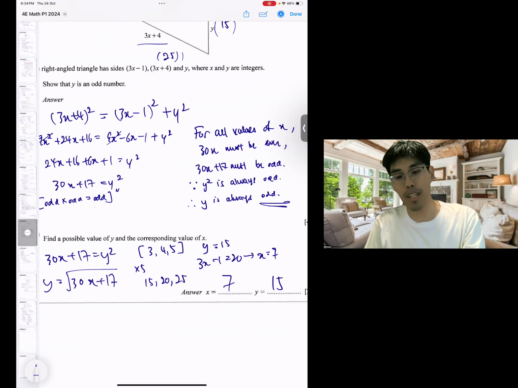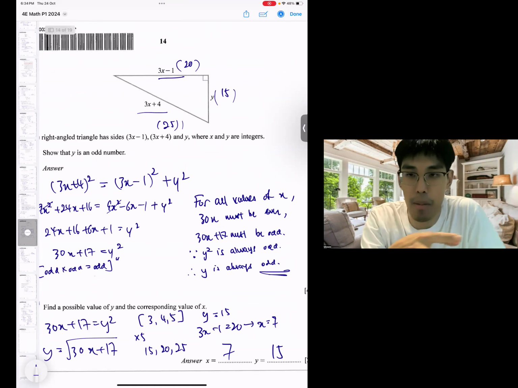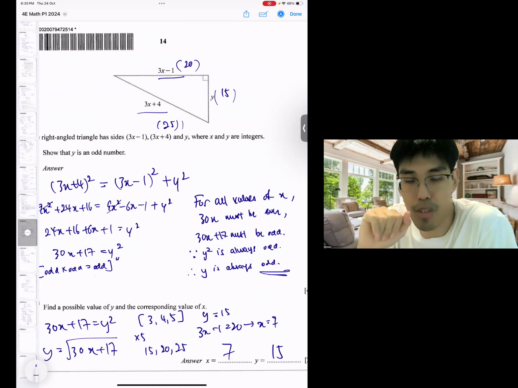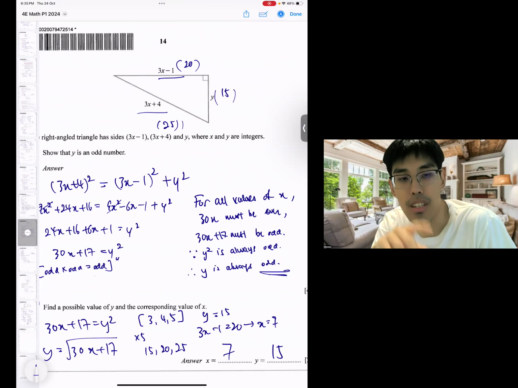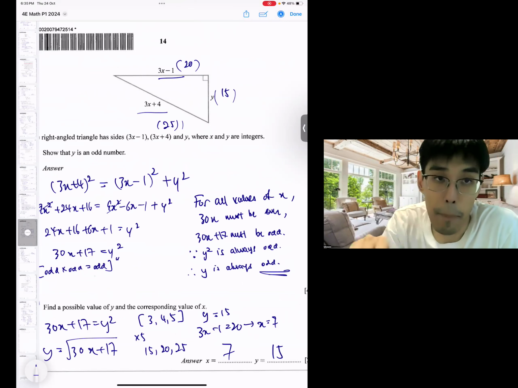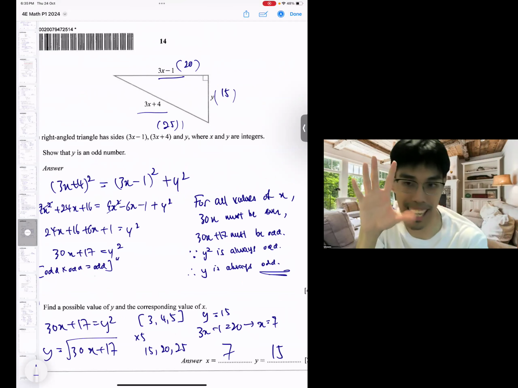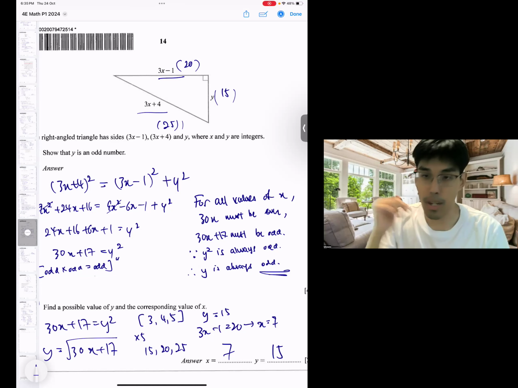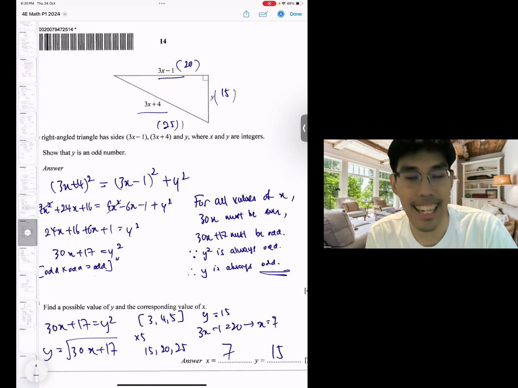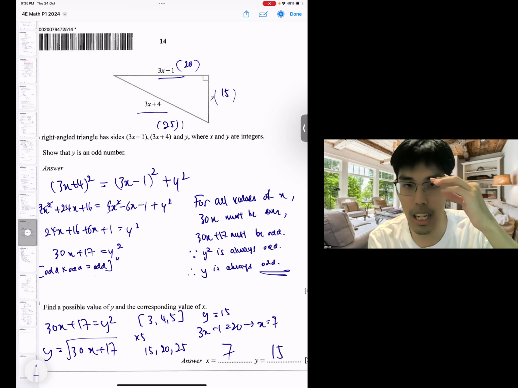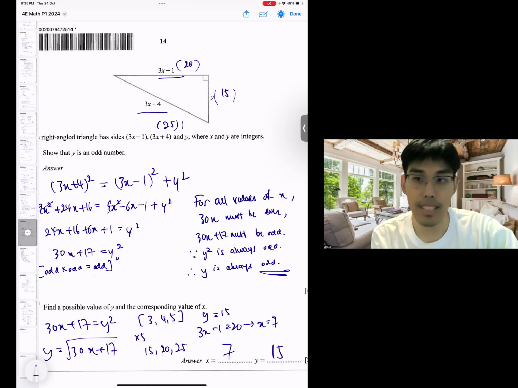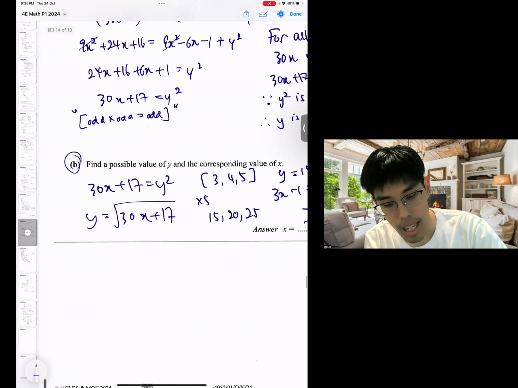If you don't know your Pythagoras triplets, you'll be guessing numbers in the air. Just now I was guessing numbers in the air because I kind of missed out on the Pythagoras triplets. So once you got 3, 4, 5, you need the difference to be at least 5 because it's 3x minus 1 and 3x plus 4. So the difference between the adjacent and hypotenuse must be at least 5. So I take 3, 4, 5 and multiply by 5. That's one answer. Another answer, I can take another Pythagoras triplet and multiply by 5. Okay, I write it down here. I use 3, 4, 5 here.